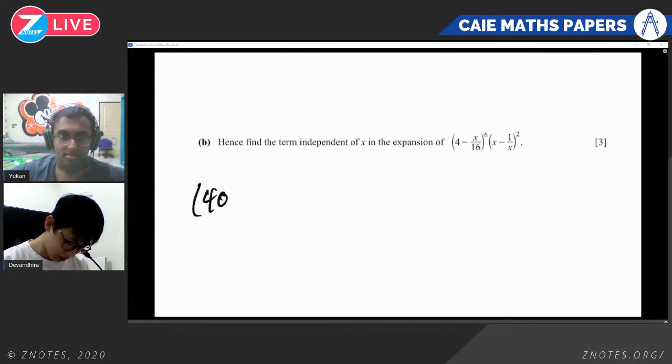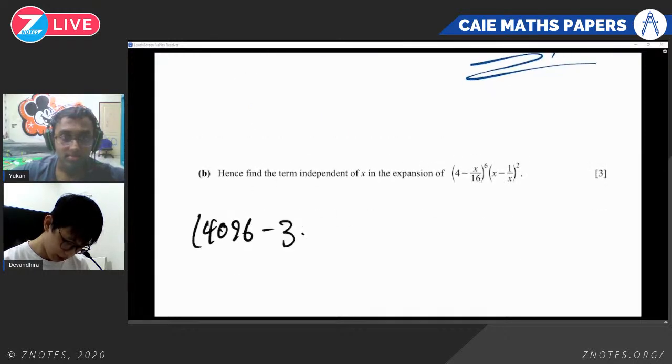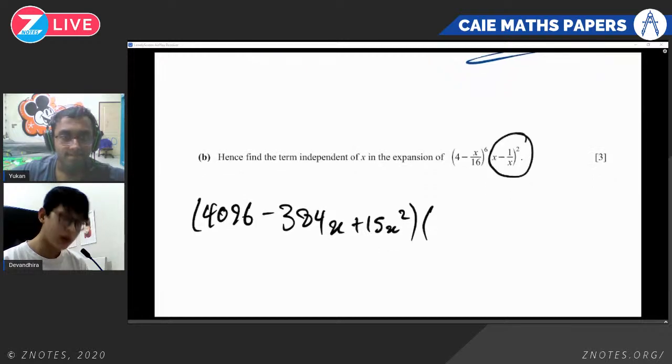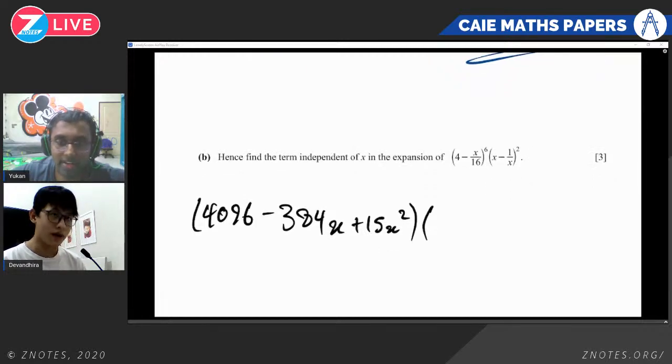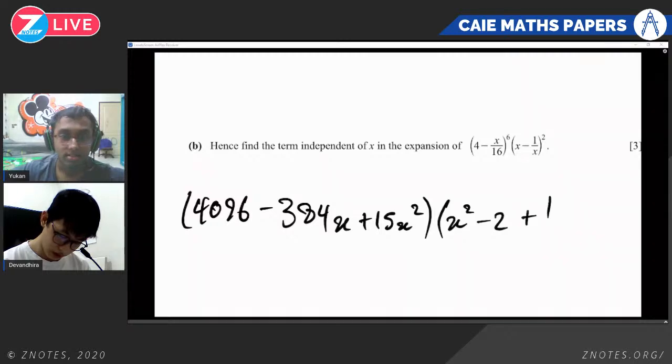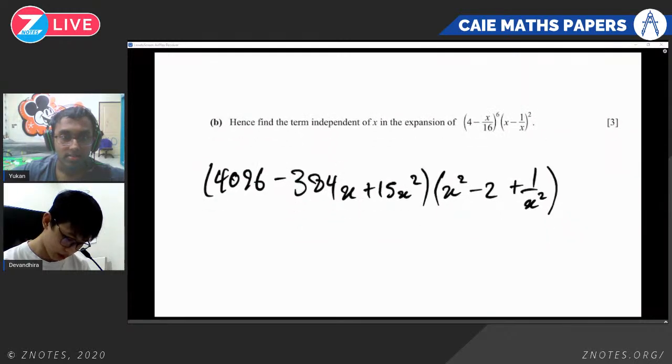Let me just copy everything here. Make sure not to forget anything. Don't leave anything behind. And we can also expand this. What do you get from expanding this, Yugan? You'll get x squared minus 2 plus 1 over x squared. Exactly.